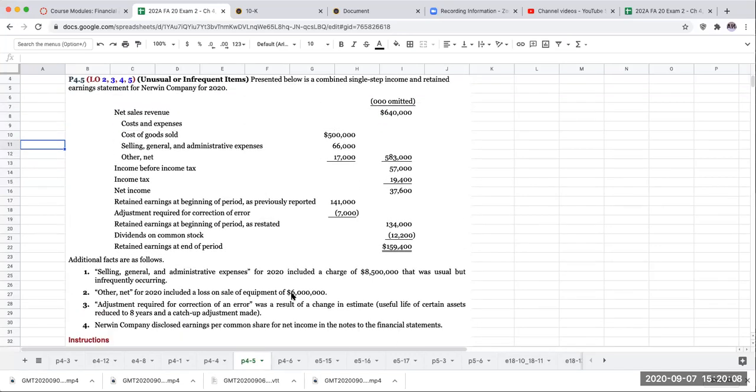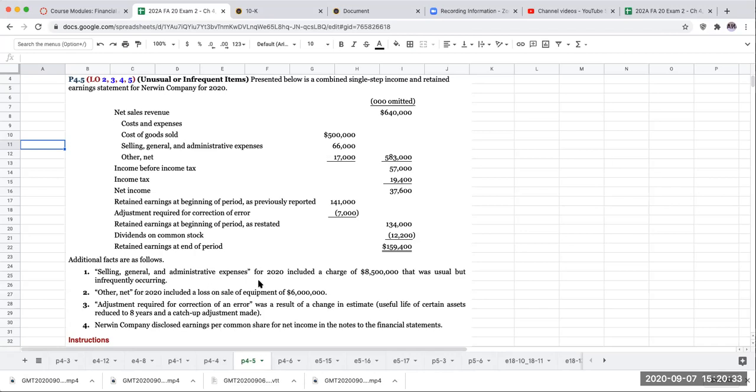So all we're going to be doing here is looking at the additional facts and seeing what we should be doing with them. The first thing to remind ourselves of is these are in thousands of dollars. So this 640,000 is actually 640 million, as is everything on this statement. But in these additional facts, these numbers are not in thousands of dollars.